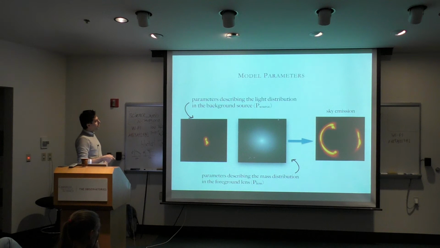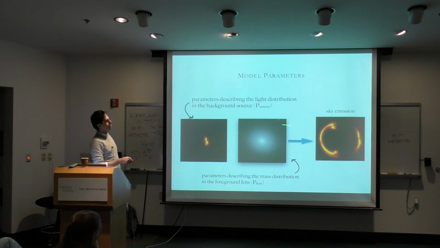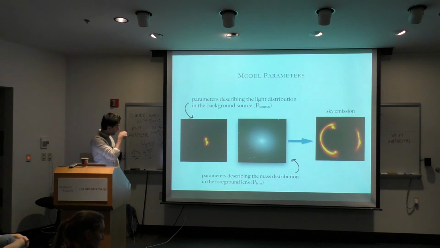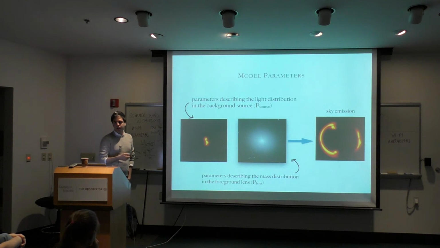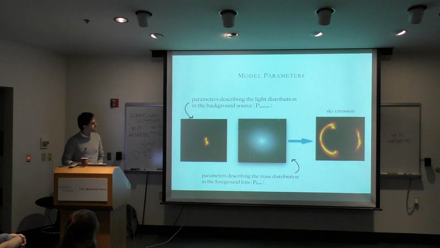Now I just want to remind you that we have parameters for the background source and the foreground lens. Using these two, we can have a prediction for what the sky emission looks like. This background source, we can actually parameterize it in different ways. It's up to us what the choice of our parameterization is.